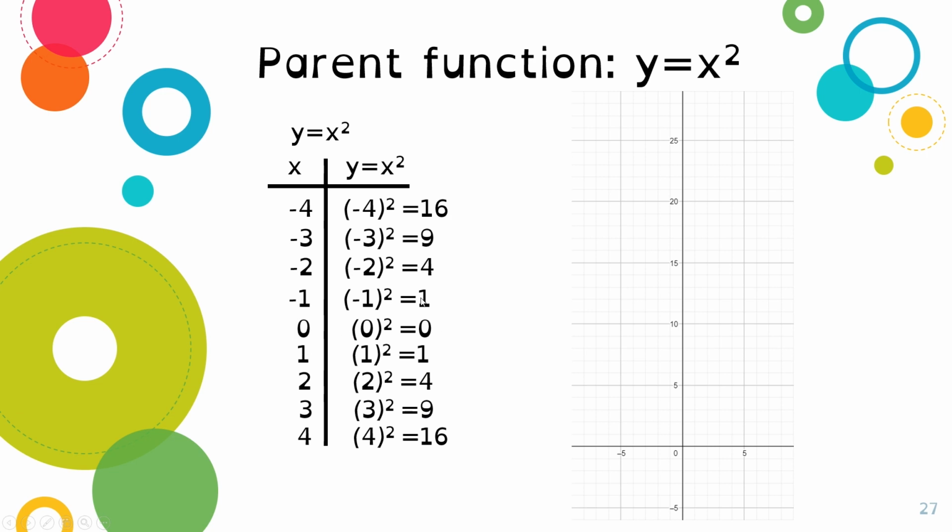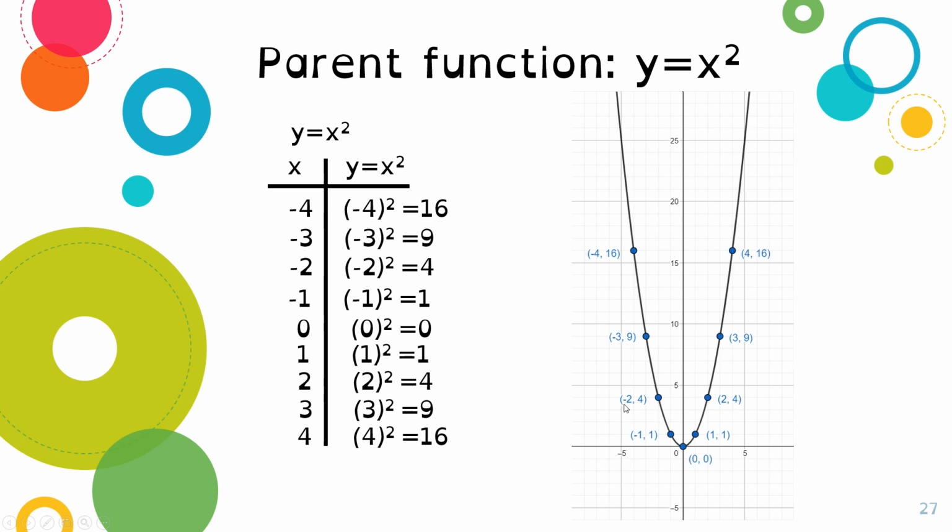So both 1 and -1 give +1. 2 and -2 are both +4. 3 and -3 are both +9. 4 and -4 are both +16. And that pattern is going to continue. And when we plot those points on our graph and draw a line through them, we can see that this U parabola shape is developed by that pattern of squaring our x values.